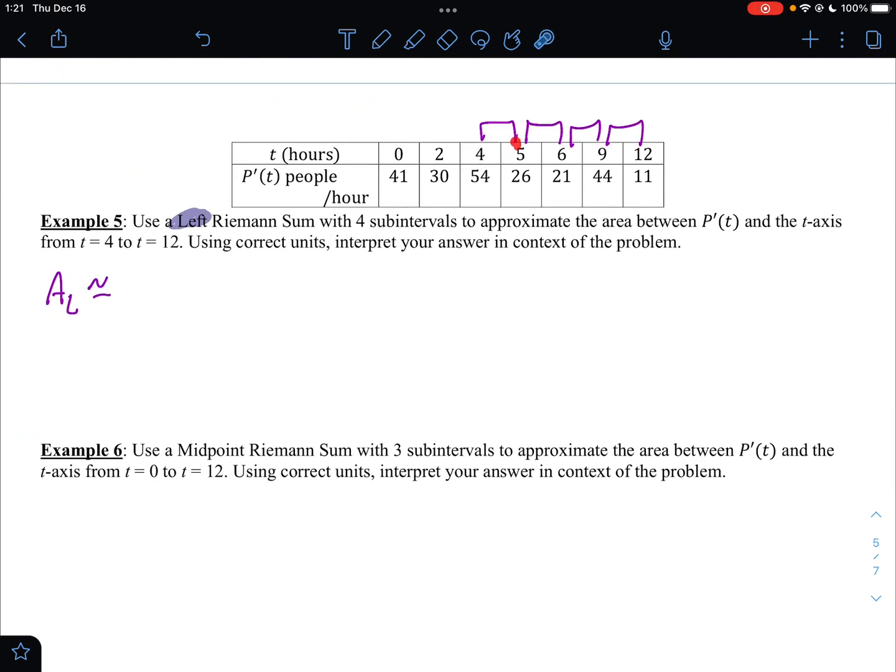The first rectangle has a length of 1 and a height of 54, because that's the left height of that rectangle. The second rectangle has a length of 1 and a height of 26. The third rectangle has a length of 3 and a height of 21. And the fourth rectangle has a length of 3 and a height of 44.